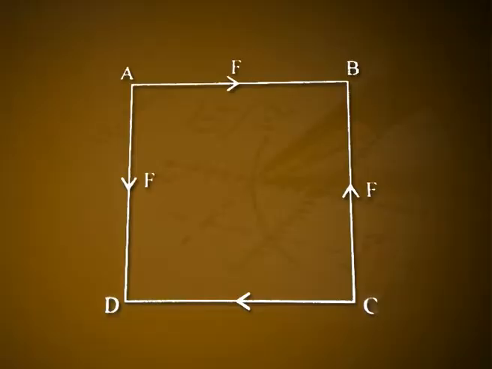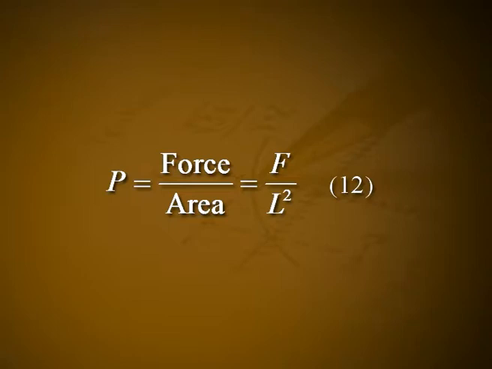Theorem 2. A shearing stress is equivalent to an equal extensional stress plus an equal compressional stress at right angles to each other. Proof. Consider the section ABCD of a cube of side L whose lower face is fixed and to whose upper face a tangential force F is applied as in figure 5a. The shearing stress P is given by P is equal to force divided by area, which is equal to F divided by L square. Let it be equation number 12.